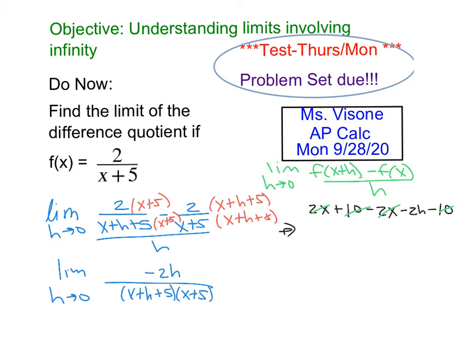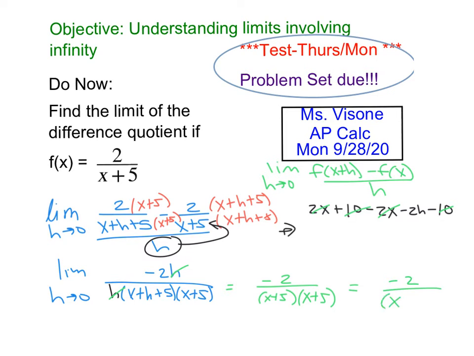And then don't forget this h just goes into the denominator. Dividing by h is the same as multiplying by 1 over h. So then the h's cancel, right? This h and this h cancel. So then I can plug 0 in, and I get negative 2 over x plus 5 times x plus 5, which is negative 2 over x plus 5 squared.